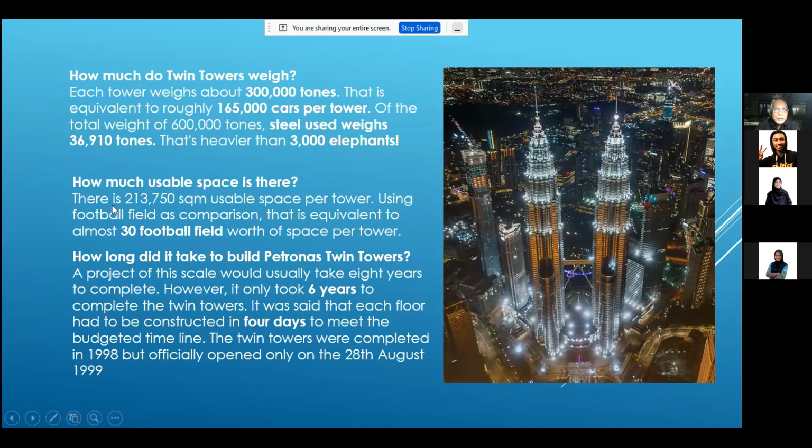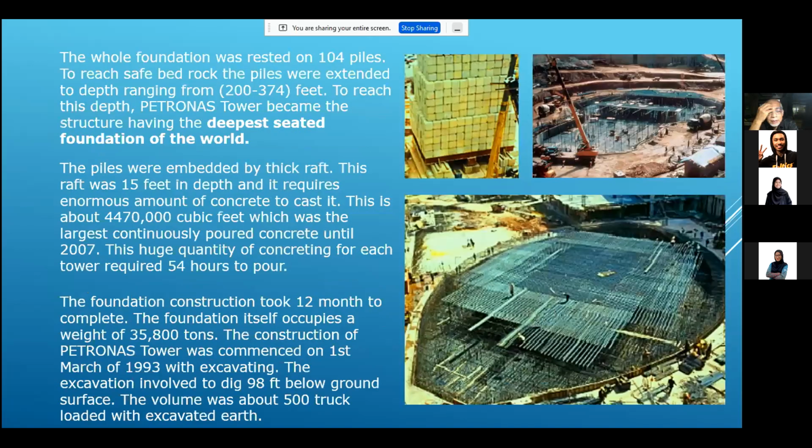Of the elephant. This I took from the website. How big? Mentioned there about 213,000, equivalent to about 30 football fields per tower. So how long did it take? Of course, normally they were talking about achievement. This is how the foundation was poured. Or the slide should have come earlier, so I probably missed out the slide.